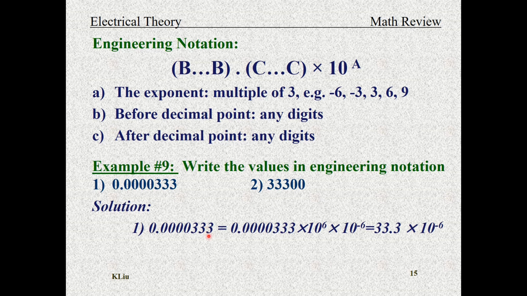Move the decimal point to the right for 6 digits, which means times 10 to the power of 6. To maintain the same value of the original number, we need to times a canceling number, 10 to the power of negative 6. That is how we get our final result.